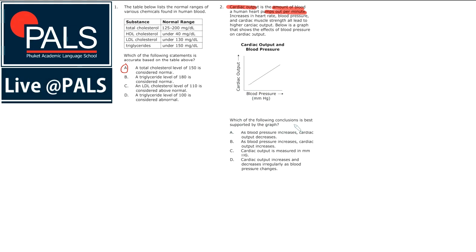Which of the following conclusions is best supported by the graph? As blood pressure increases, cardiac output decreases? No. As blood pressure increases, cardiac output increases. That looks correct. Cardiac output has no unit here, so it's the blood pressure that's measured in millimeters of mercury. Cardiac output increases and decreases? No. So the correct answer here is B.